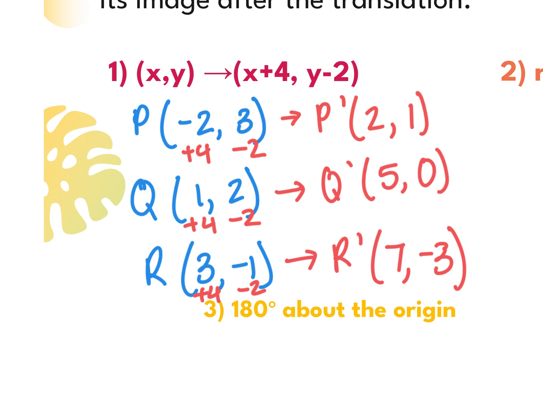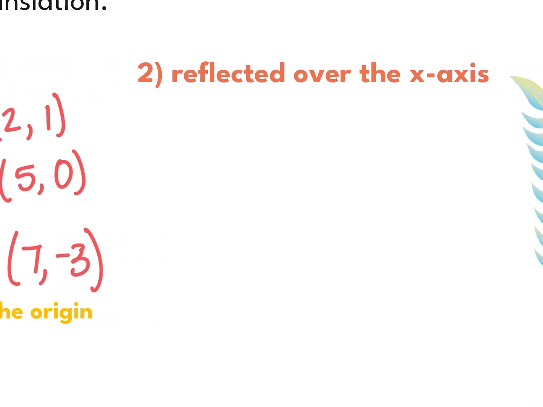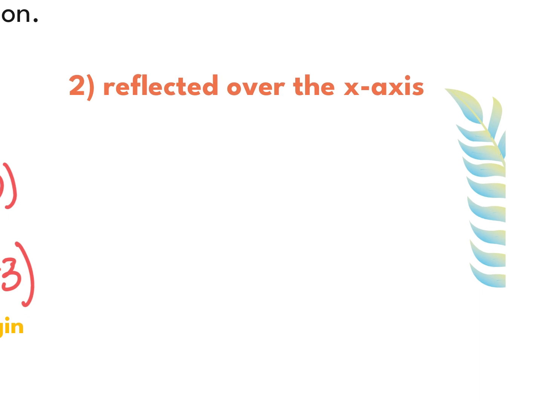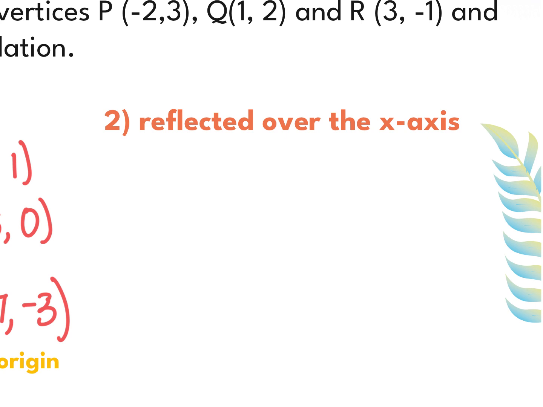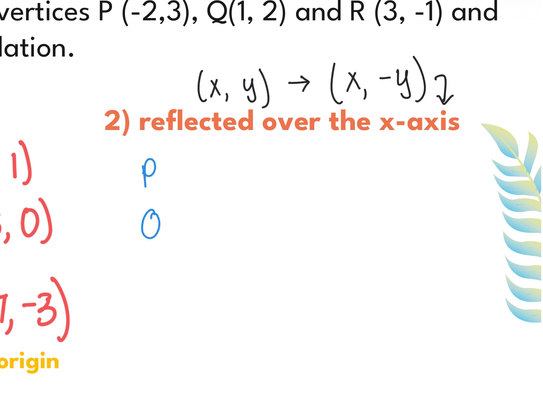We're going to graph it on the next slide, but I'm just going to find all my coordinates before I graph. All right, number 2, reflected over the x-axis. For this, you have to remember the rule. If you want to go back, you're more than welcome to go back and look. The rule is (x, y) goes to (x, -y). I have my x value staying the same. I'm just changing the sign of my y. That's the rule for reflecting over the x-axis. So I again have my P, my Q, and my R.